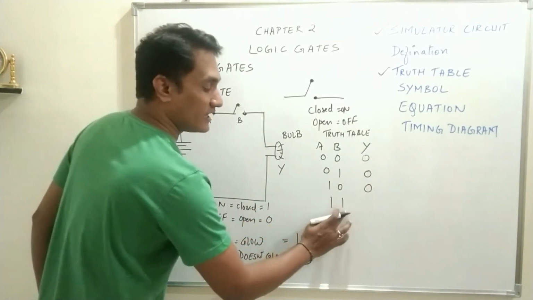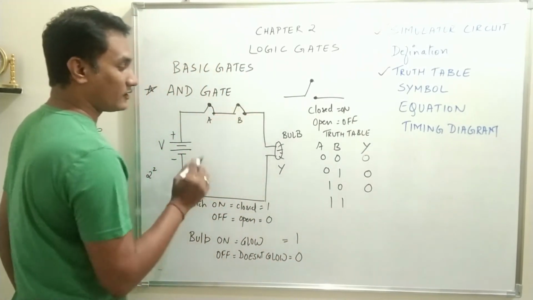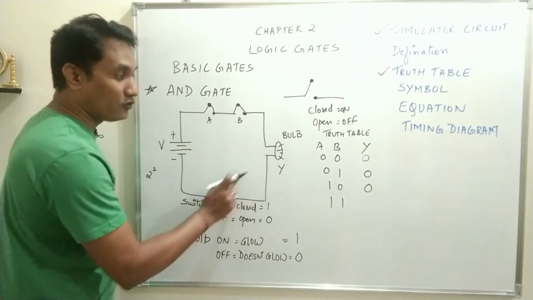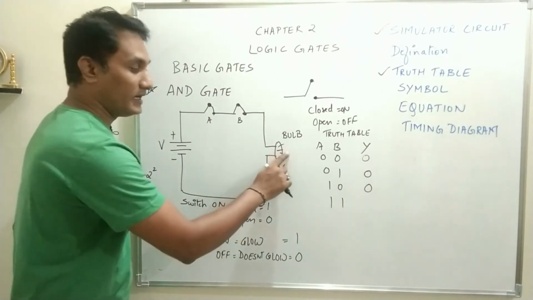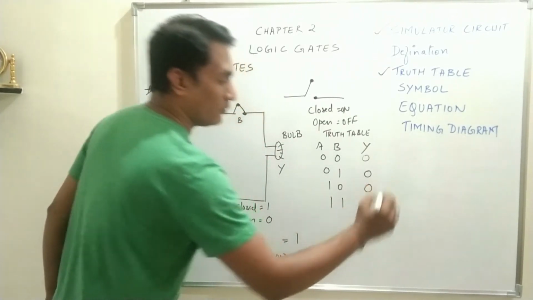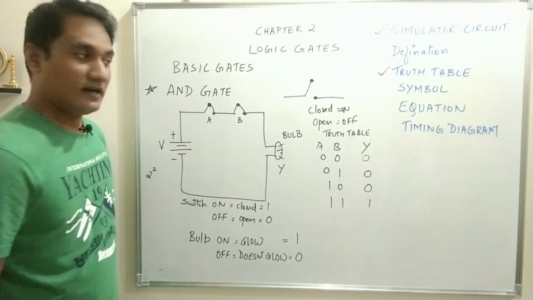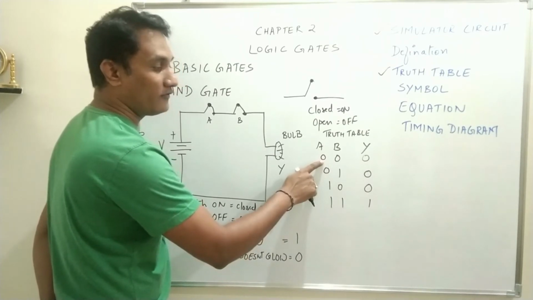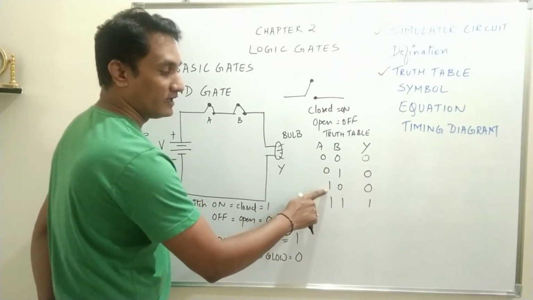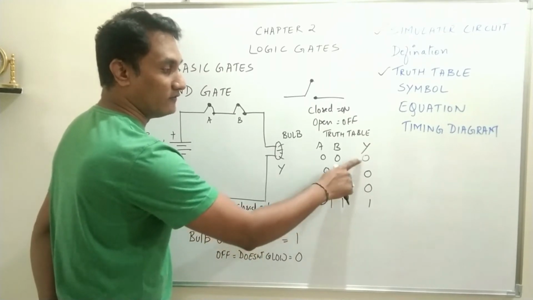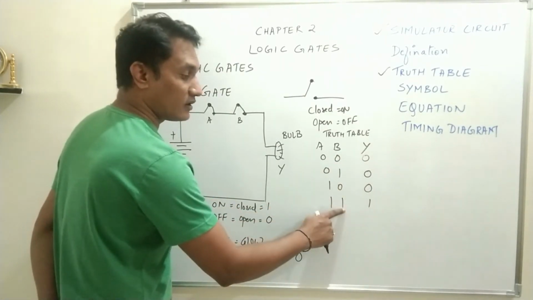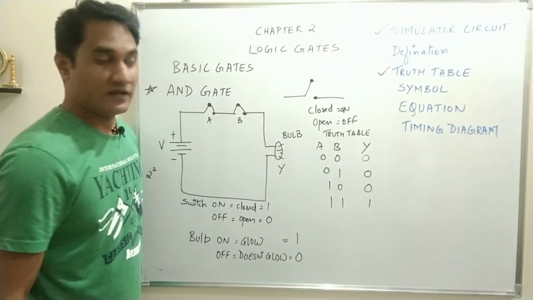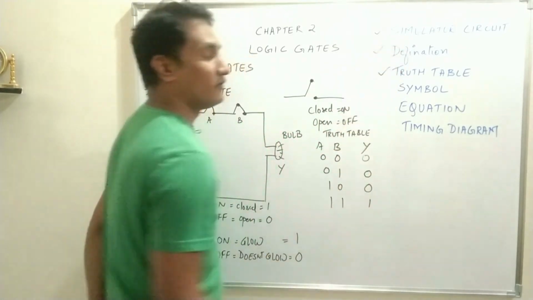And when both the inputs are 1, that means both the switches are closed, the circuit gets completed. The current will flow through the circuit. When current flows, the bulb will glow, and when the bulb glows, the output will be 1. So this is the logic for AND gate. That means when any of the two inputs is 0, the output is always 0. When both the switches are 1, that means both the switches are on, only then the output is 1. That will be the definition of AND gate.